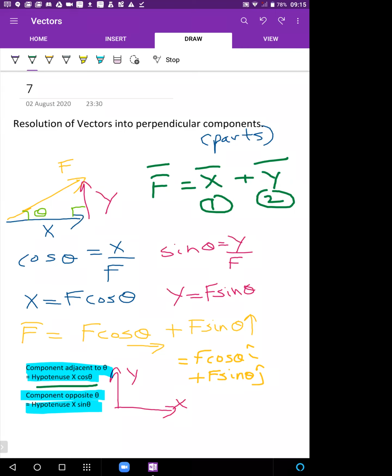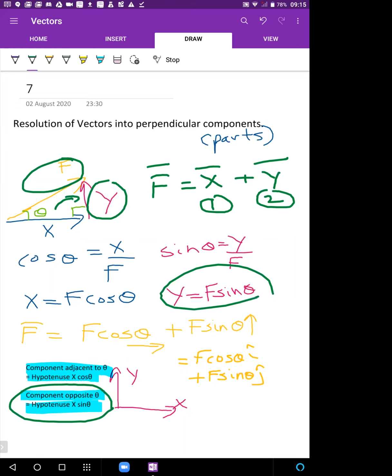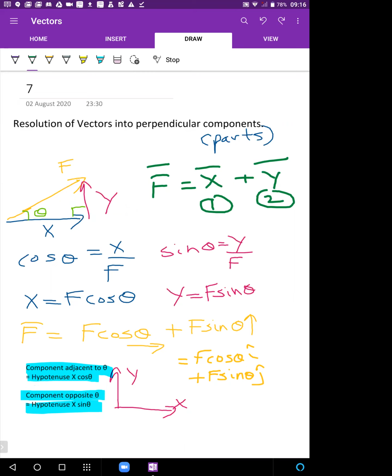In this case, x was f cos theta. Similarly, the component opposite theta will always be hypotenuse sine theta. Y in this case is f sine theta. But with that we proved that the component opposite theta will always be hypotenuse sine theta. So this is going to be a general rule which we will apply आगे जाके भी. Component theta के बगल में, that gets to be hypotenuse cos theta. जो theta के opposite है, that gets to be hypotenuse sin theta. आगे थोड़े examples में तुम्हें समझ में आएगा.